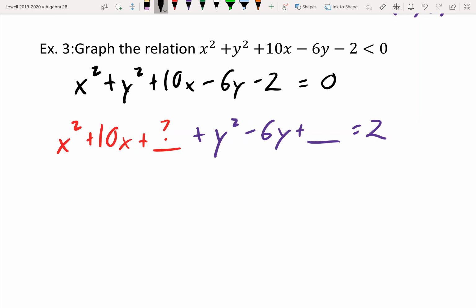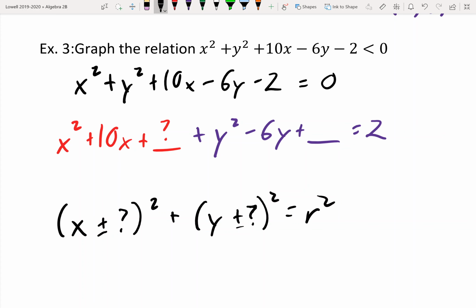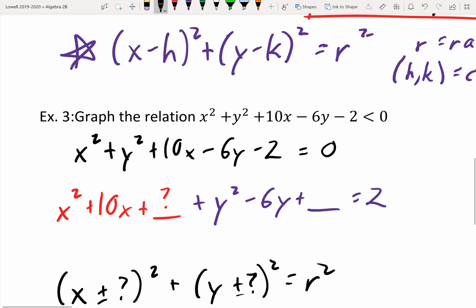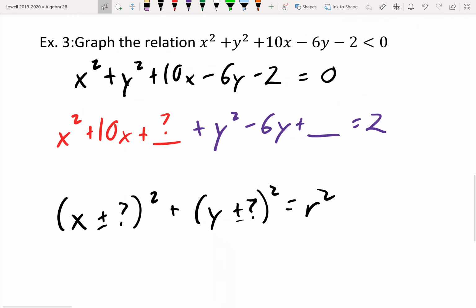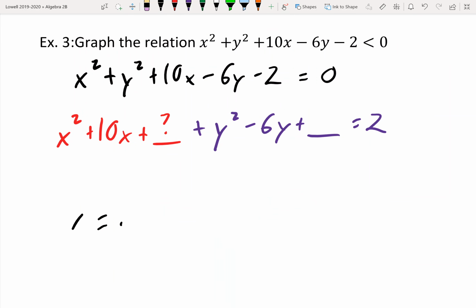Again, I know that I'm going to want to end up with x plus or minus something squared plus y plus or minus something squared equals r squared, because that's just the equation of a circle. So that's why I know I'm going to have to complete this square. So let us do that. I did the work already off to the side, but if you're unsure about where I'm getting these from, you should pause the video for a second and just do that yourself real quick.